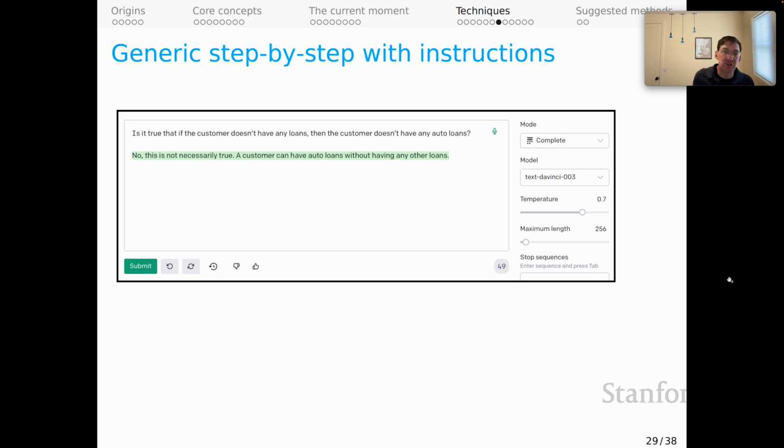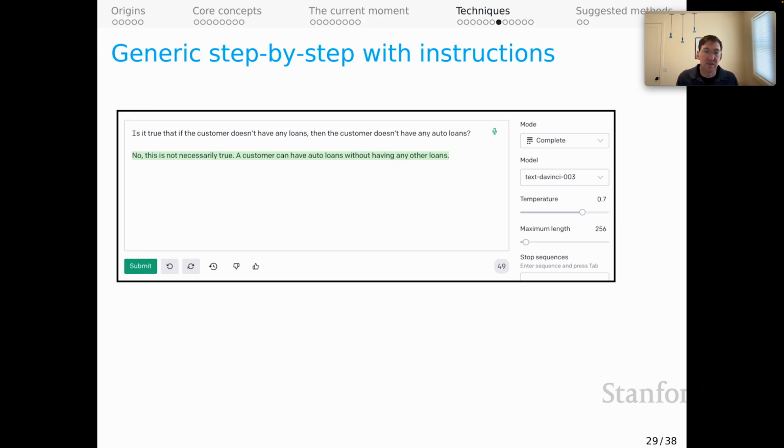I've called this generic step-by-step with instructions. And here we are definitely aligning with the instruct fine-tuning that these models are probably undergoing and leveraging that in some indirect fashion. Here's an illustration. I have prompted DaVinci 3 with the question, is it true that if a customer doesn't have any loans, then the customer doesn't have any auto loans? It's a complicated conditional question involving negation, and the model has unfortunately given the wrong answer.